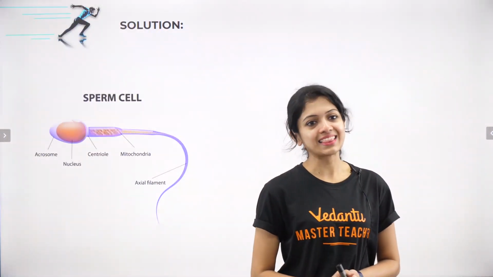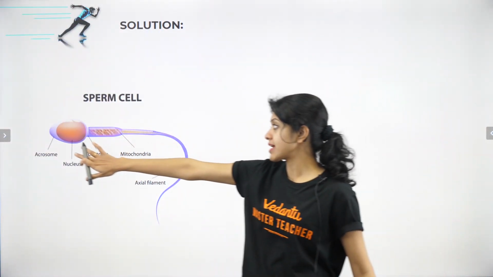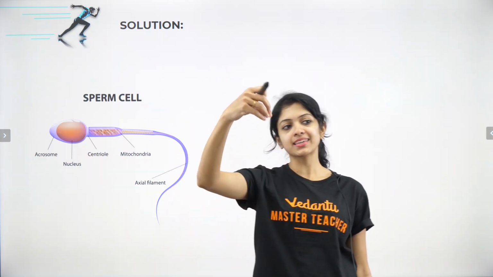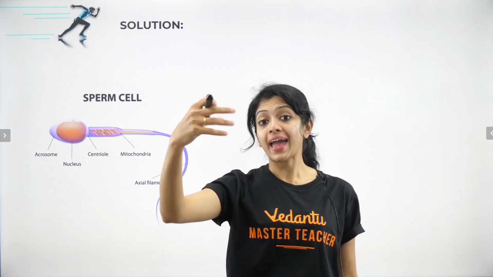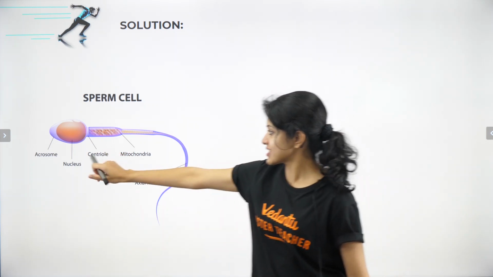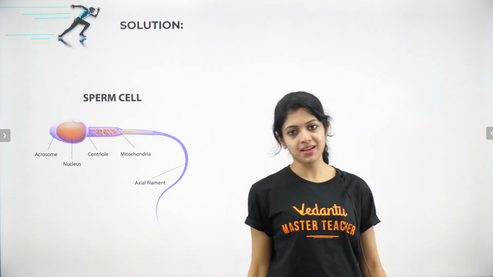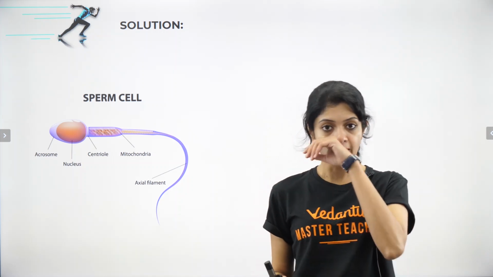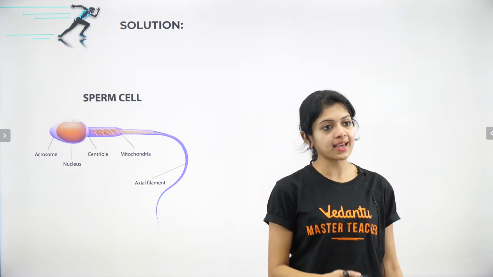It's the topmost part of a sperm cell, present like a cap at the top of the head of the sperm. That is what the acrosome is. So that is how you have to write the answer for acrosome. Now, next question.